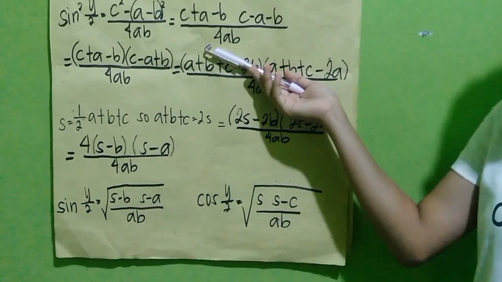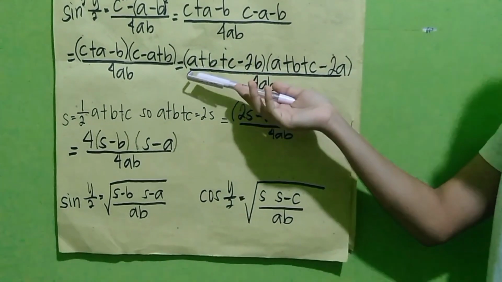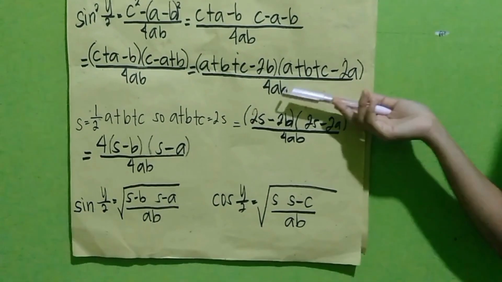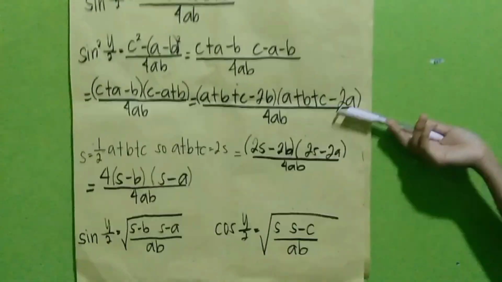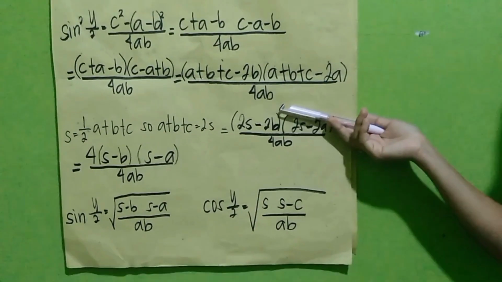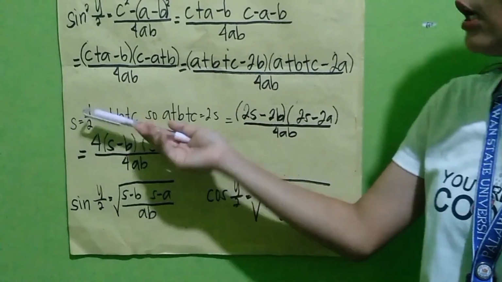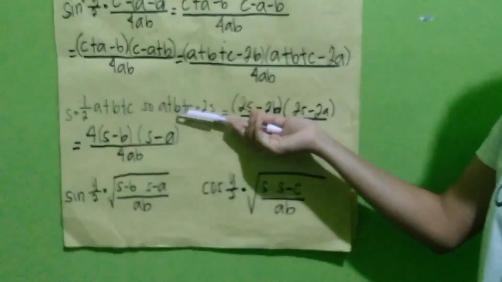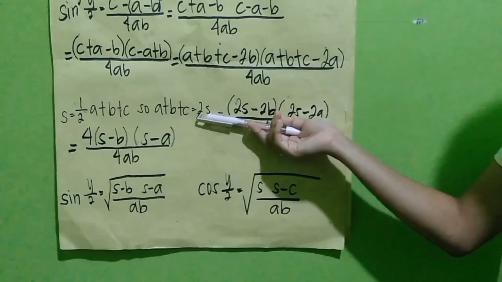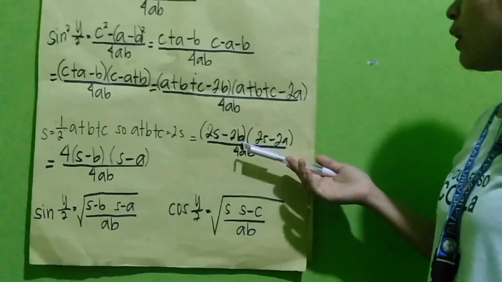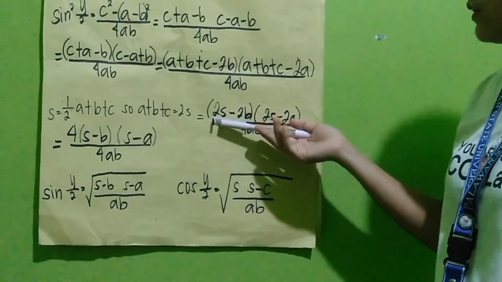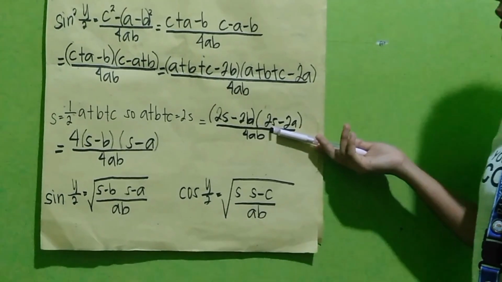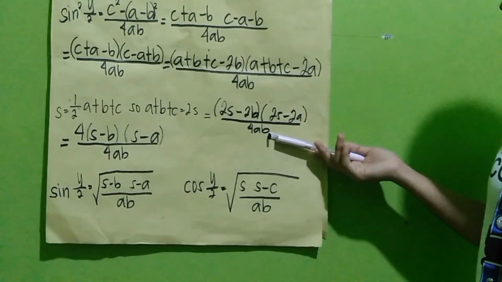Then combining like terms, it will become the quantity of A plus B plus C minus 2B and the quantity of A plus B plus C minus 2A over 4AB. Then the value of s is equal to 1/2 (A plus B plus C). So, A plus B plus C equals 2S. Then we must factor out a 2 out of each. So, the quantity of 2s minus 2b and the quantity of 2s minus 2a over 4ab.